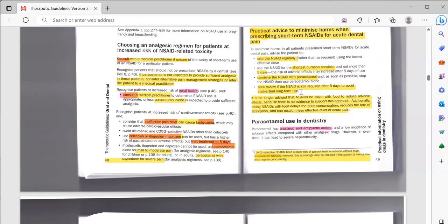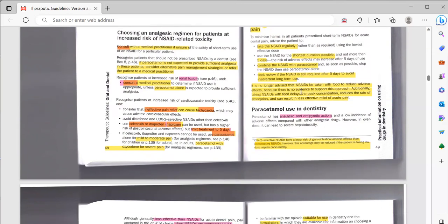So if the patient is still in pain after 5 days, ask him to come back to you for review, to see what is actually happening.